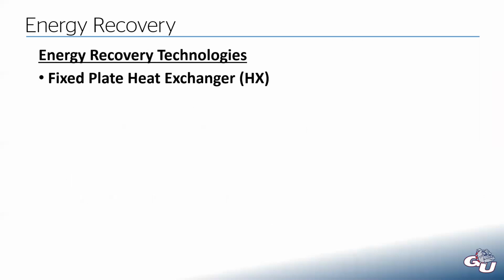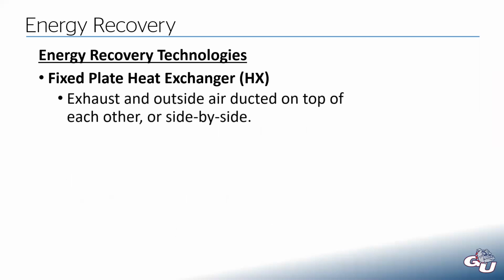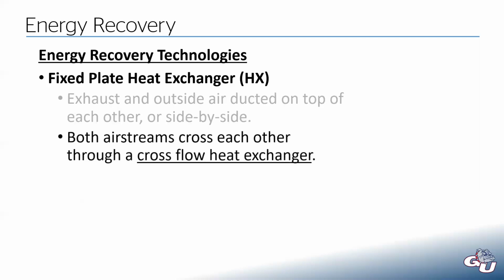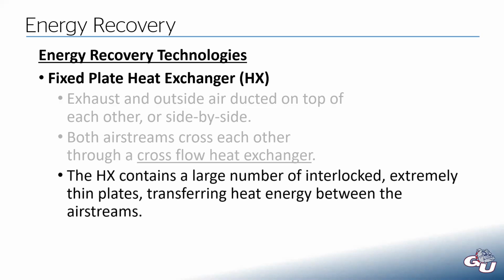Last up, we have what's called a fixed plate heat exchanger. Similar to a wheel, we have our exhaust and our outside air ducted on top or side by side of each other. They have to be right next to each other. And both of our air streams are going to cross over each other, not necessarily mix, but they're going to cross through a cross flow heat exchanger. Within that heat exchanger, we have a lot of these interlocked, very, very thin metal plates that are going to transfer heat energy between our two airstreams.